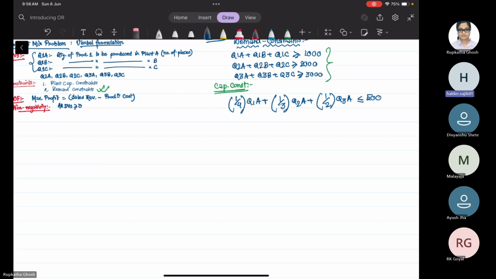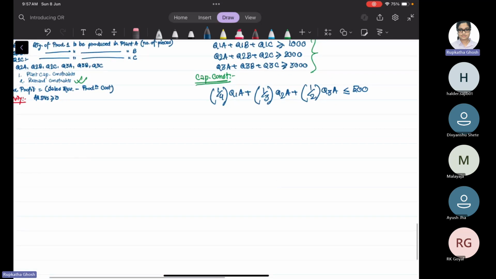For plant A, we have three products, like 1, 2, 3. So that is the right variable. So you take 1 by 4, so you take it column-wise. Is it clear? Same thing you will also write for plant B.